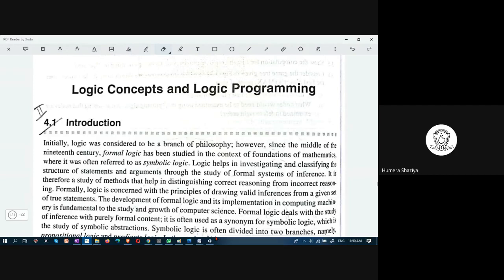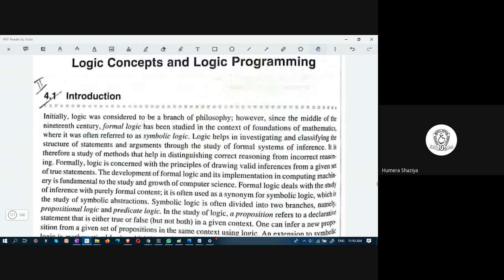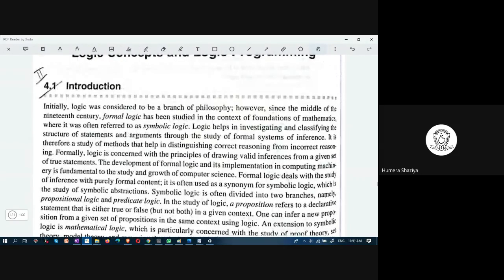The next topic which we would be discussing is logic concepts and logic programming. First of all, what is the need of logic? Will anyone tell me what is the need of logic for AI systems? Here we are learning how to build AI systems.